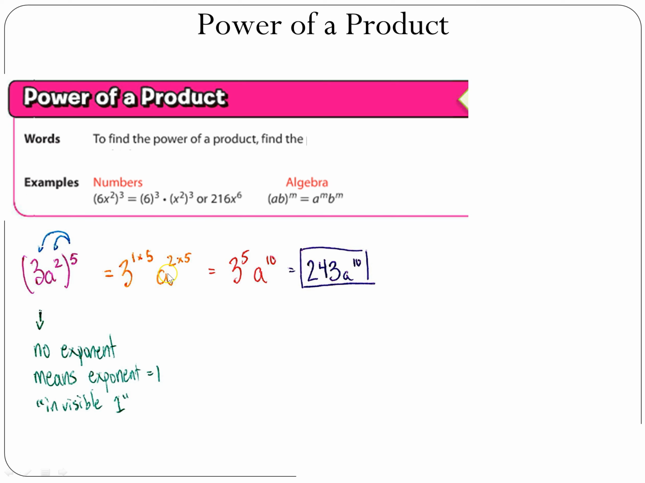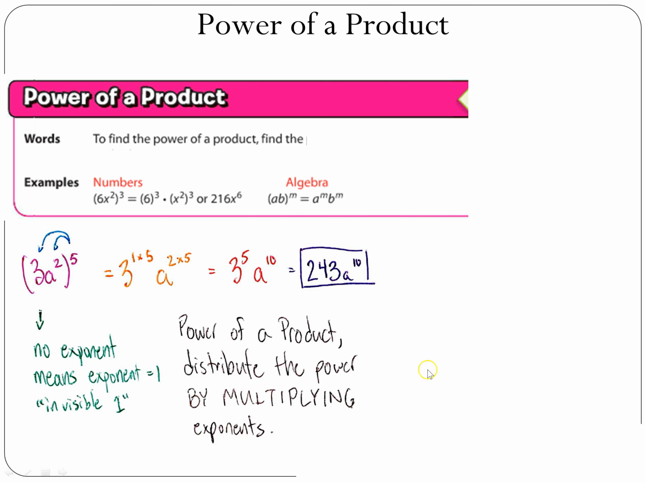Awesome. Remember, to find the power of a product, basically you're distributing the power by multiplying the exponents. Now, not the 1 and the 2, which is inside the parentheses, but you're multiplying the exponent outside the parentheses to the exponents inside the parentheses, like distribution, just like when you're distributing with regular old multiplication. Let's take a look at another example.